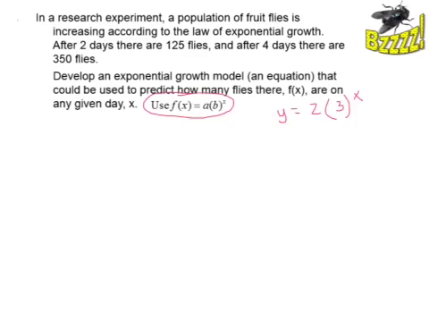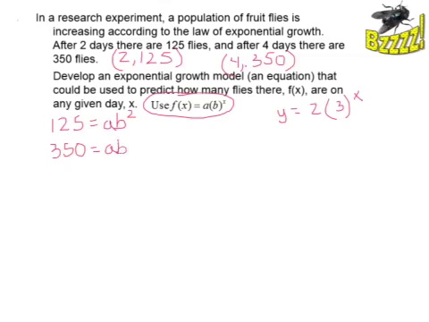We don't know that for sure, so I do know basically ordered pairs: 2 yields 125 for your xy, and 4 yields 350 for an xy value. So I'm going to use those to allow me to get my values for a and b. So I'm going to fill in my x and y to create an equation. So 125 equals a times b squared, where x is 2. I have two variables, so I need a second equation. So I'm going to say 350 equals ab to the 4th, where x is 4.